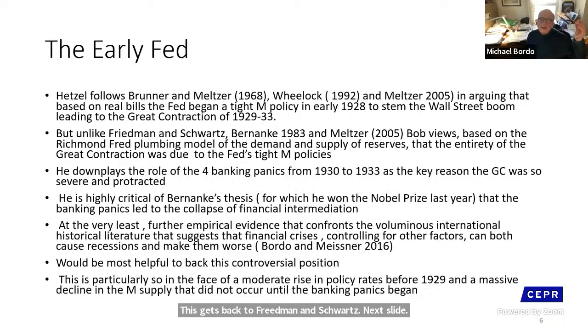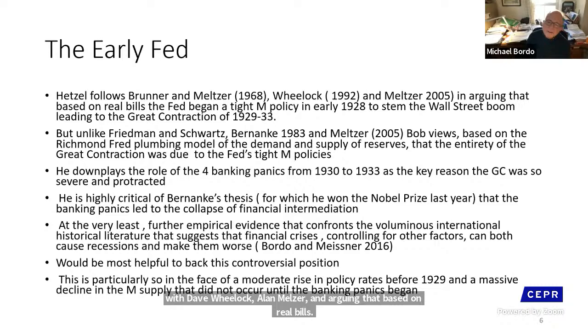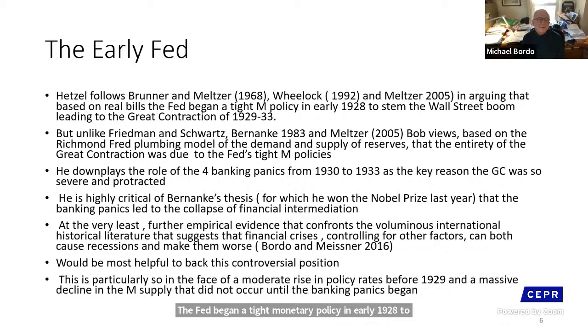On the early Fed, again, he follows Brunner and Meltzer, with Dave Wheelock, Allan Meltzer, in arguing that based on real bills, the Fed began a tight monetary policy in early 1928 to stem the Wall Street boom, leading to the contraction of 29 to 33. But unlike Friedman and Schwartz and Bernanke that followed, and Meltzer, Bob views, based on the Richmond Fed plumbing model, that all of the great contraction is due to Fed tight monetary policy. And he downplays the role of the four banking panics that occurred from 1930 to 33 as the key reason the great contraction was so severe and protracted. And he's highly critical of Ben Bernanke's thesis, for which he won the Nobel Prize last year, that the banking panics led to the collapse of financial intermediation.